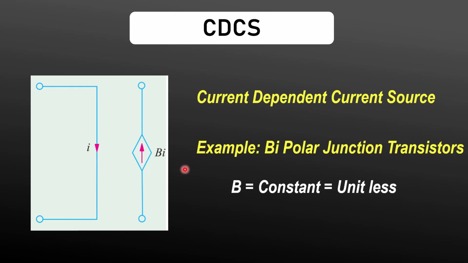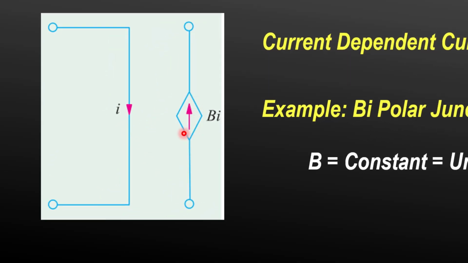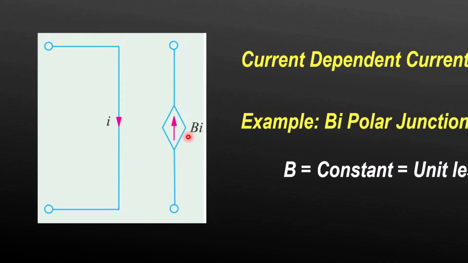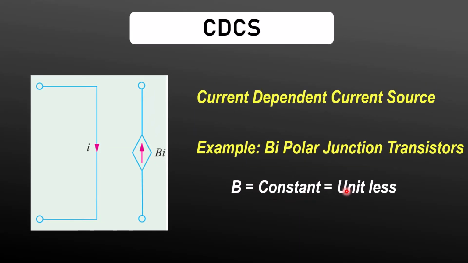The last type is current dependent current source. Again, this is represented by a diamond shaped symbol with an arrow inside, and BI is written along with this current source, which shows that it depends on the current, and B is a unitless constant. The real-time example of current dependent current source is bipolar junction transistors or BJT transistors.